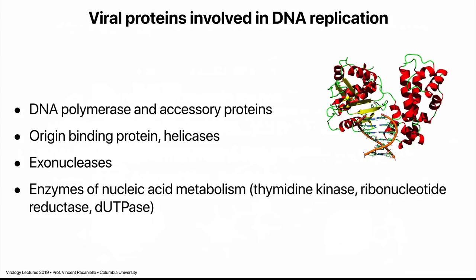Aside from the DNA polymerase, there are other proteins that are involved in DNA replication. These include origin binding proteins, helicases, exonucleases, and enzymes of nucleic acid metabolism to make the products, the triphosphates that are going to be used to build DNA, like thymidine kinase, ribonucleotide reductase, dUTPase, and much, much more.